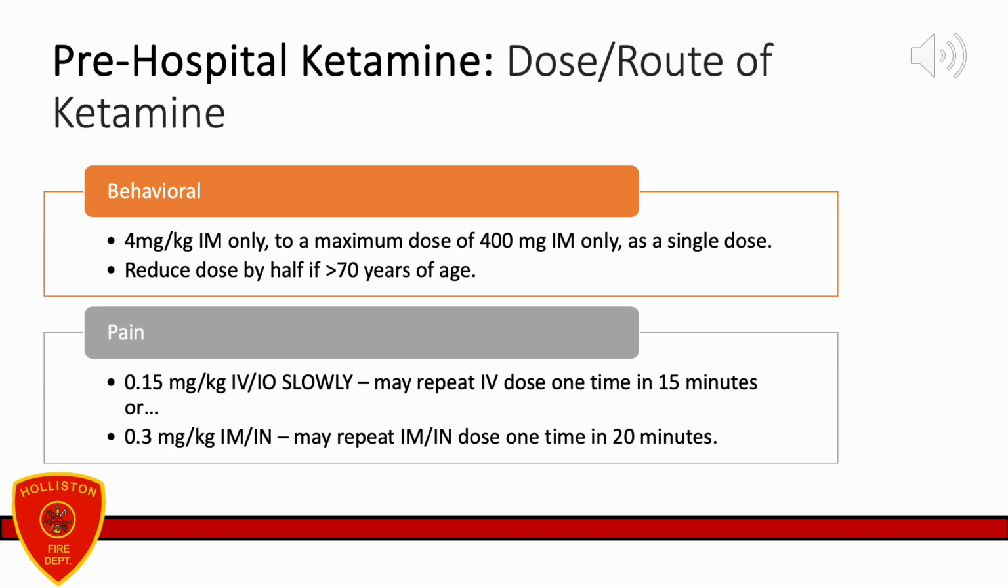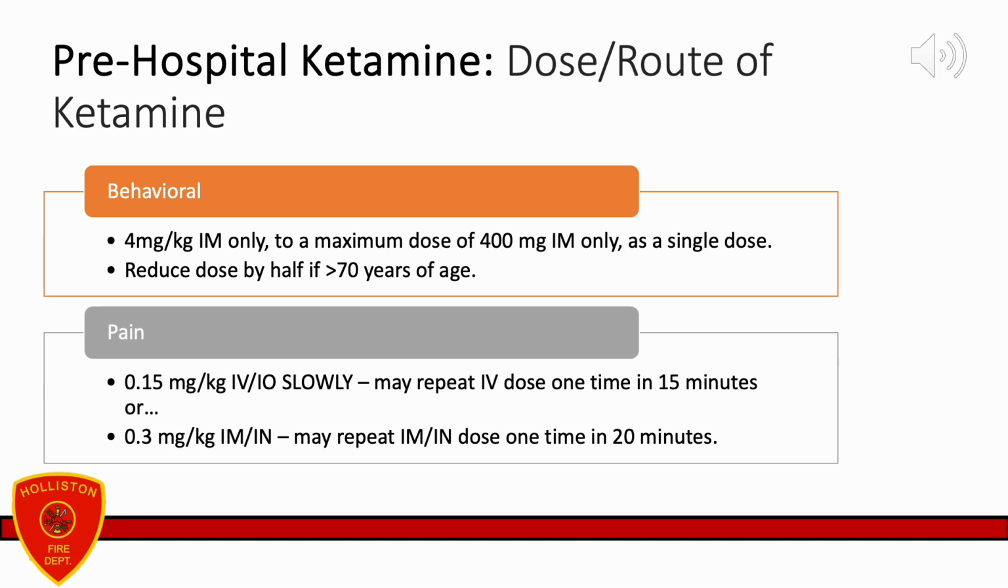We want to reduce that dose. So the max dose for an older patient over 70 years old, male or female, is going to be 2 milligrams per kilogram IM only for a max dose of 200 milligrams, okay? So be thinking that half dose is because of the cardiac effects of the hypertension and tachycardia associated with giving ketamine. We don't want to cause them to have a heart problem or have any cardiac ischemia from our ketamine administration. For pain, we have options, IV, IO, IM, or intranasal.